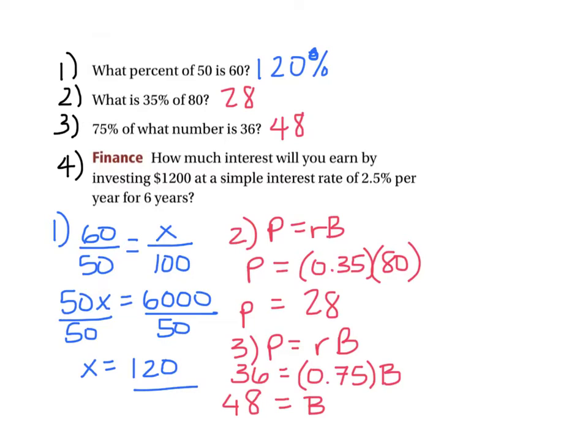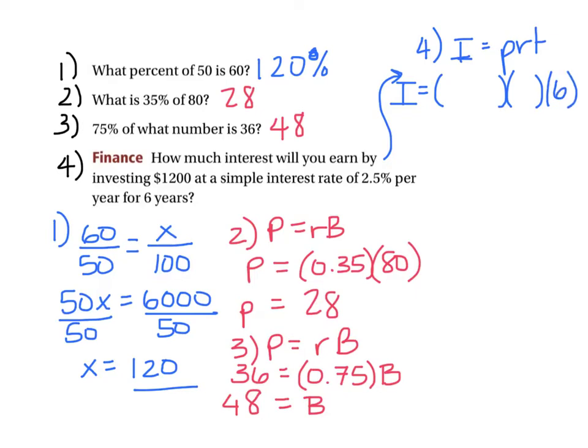How much interest will you earn by investing $1,200 at a simple interest rate of 2.5% a year for 6 years? For this one, we require a formula that we learned last year in pre-algebra. So I'm going to put number 4 up here. And that is I equals PRT. I stands for interest, and that's what we're finding. The P is the principal, the amount of money you invest. The R is the rate, that's the percent as a decimal. And the time is in number of years.